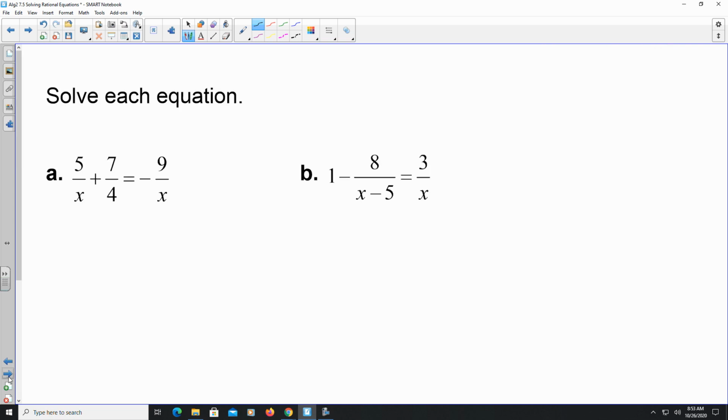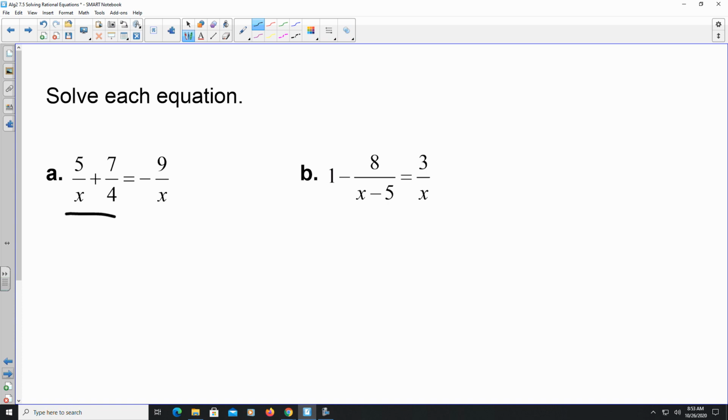Where we find that we have a little bit of a challenge is when you have more than one fraction on one side of an equal sign. So if you look here, I have two fractions on the left-hand side, and I just have one fraction on the right-hand side. So what we have to do with an example like A is we have to make this set of fractions into one fraction.